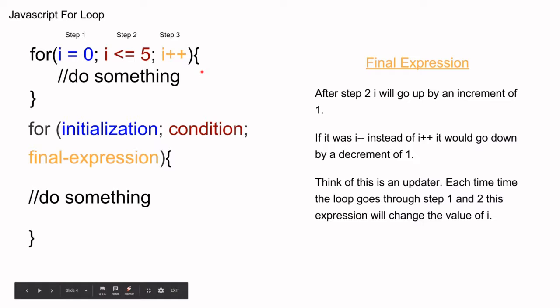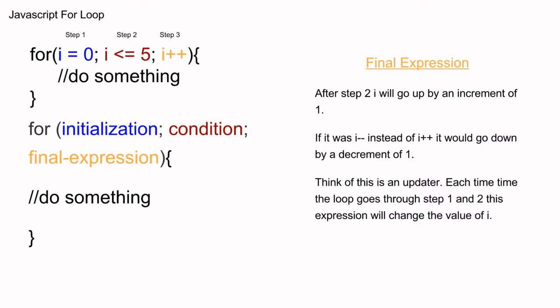All right, moving on to the final step of the for loop. This is going to be the final expression. We're going to be over here in the yellow part. So this is basically the updater. Just think of it like that. So after we've initialized it, setting the start point, checking if i is true or false, we're going to move on to step 3 and update the variable i. So right now we have i++. So this is going to increment it by 1.